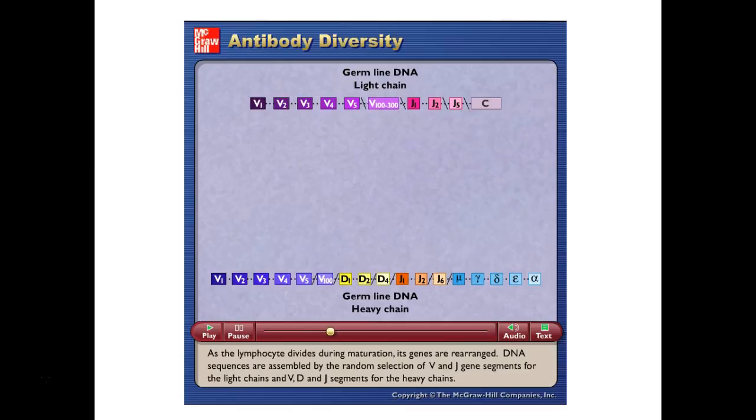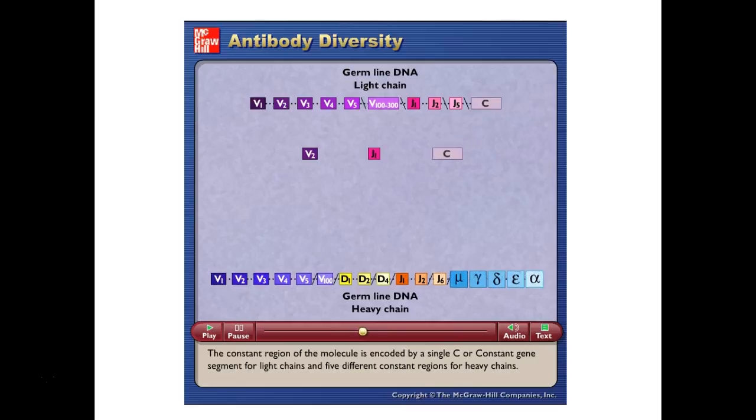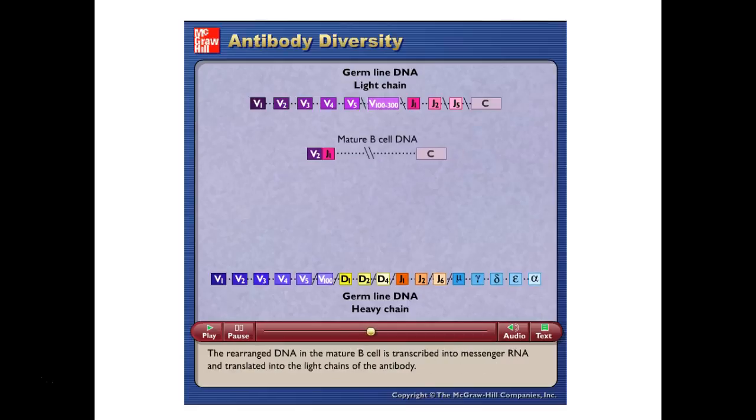DNA sequences are assembled by the random selection of V and J gene segments for the light chains and V, D, and J segments for the heavy chains. The constant region of the molecule is encoded by a single C or constant gene segment for light chains and 5 different constant regions for heavy chains. The rearranged DNA in the mature B cell is transcribed into messenger RNA and translated into the light chain of the antibody.